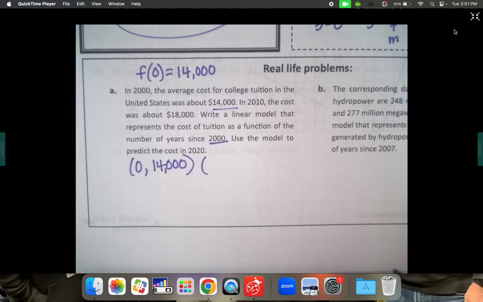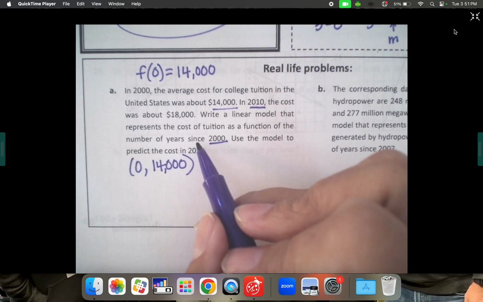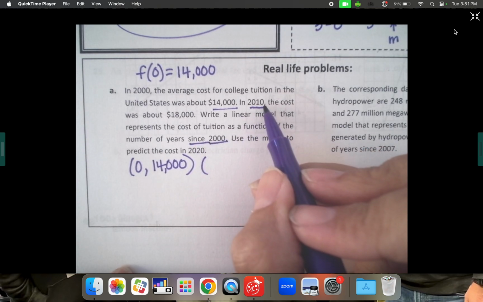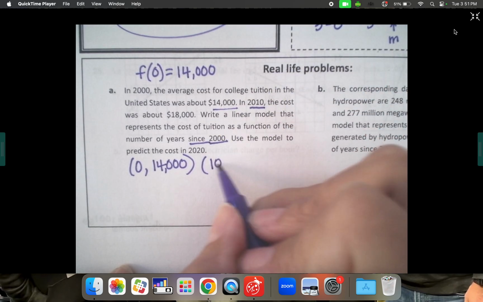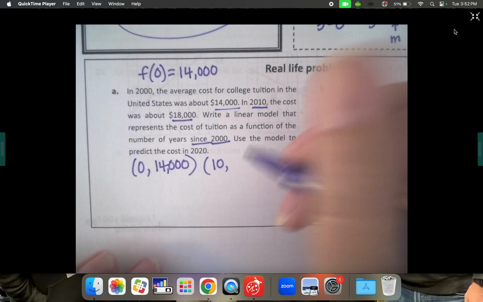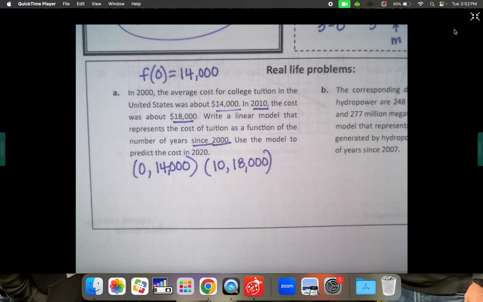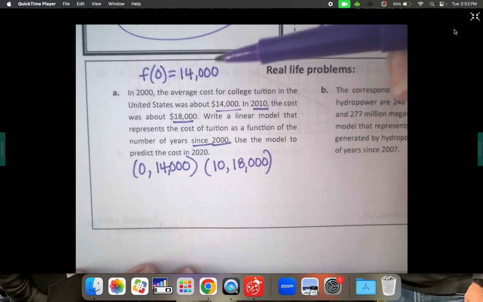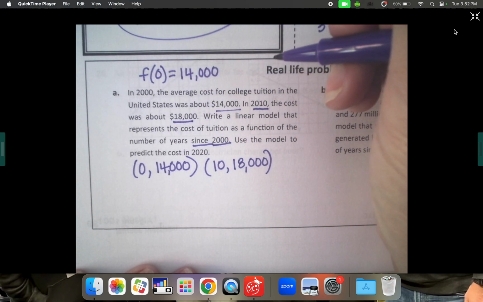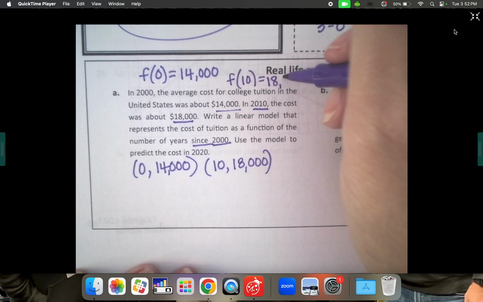The second ordered pair is in the year 2010. And if we want to go from the year since the year 2000, then that would make it 10 more years. So that would be 10 years later. And 10 years later, the cost was up to $18,000. So if this doesn't make sense, the more we do, the more you'll get it. But that just means at year 0, which is starting from 2000, it was $14,000. And 10 years later, it was up to $18,000.